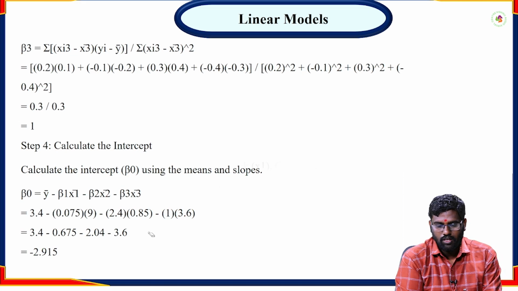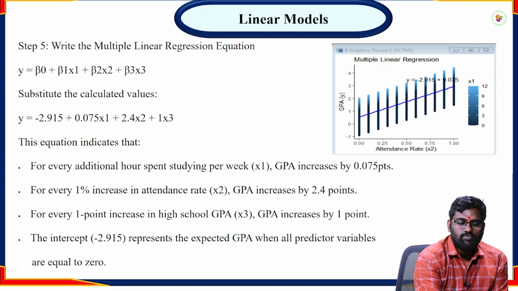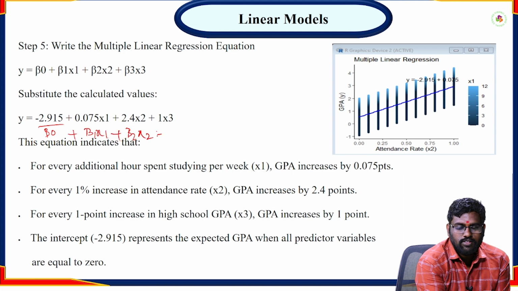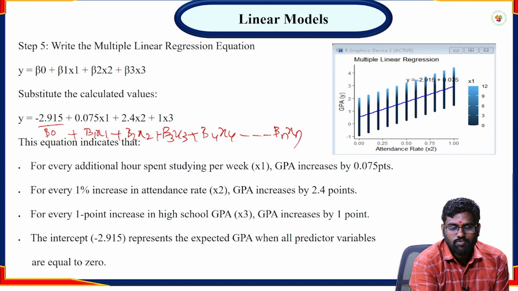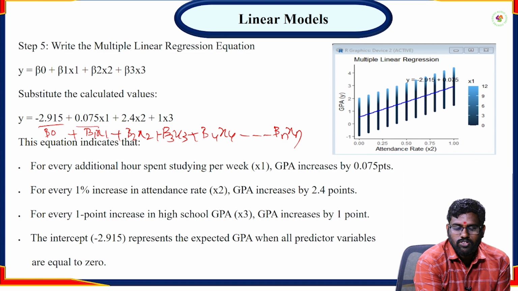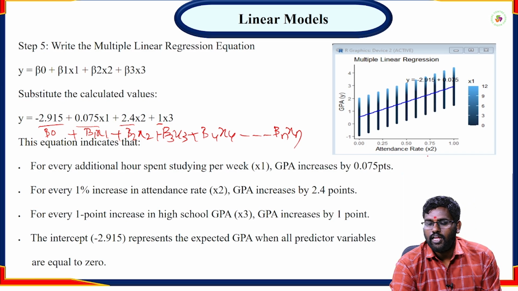Now see this one continuously. After substituting into the equation, y is equal to minus 2.91 plus, as I already gave, beta naught plus beta 1 x1 plus beta 2 x2 plus beta 3 x3 plus beta 4 x4 and so on, up to beta n xn. Here we have only three variables. Beta 1 value is 0.075, then 2.41, and the coefficients have to be written. Those values have to be shown here, the attendance rate along with the GPA.